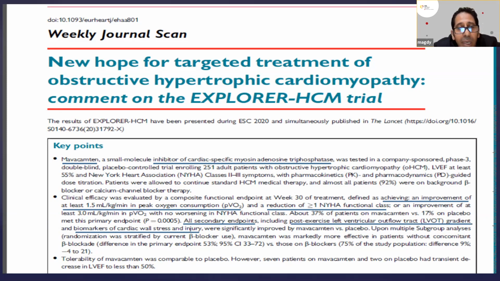compared to placebo, patients who were given mavacamten achieved an improvement in peak oxygen consumption by at least 1.5 milliliters per kg per minute, and a reduction in NYHA functional class by 1 or more. And all secondary endpoints, including post-exercise LVOT gradient or biomarkers of cardiac wall stress, like NT-proBNP or high-sensitivity troponin, decreased significantly with the use of this drug compared with placebo.